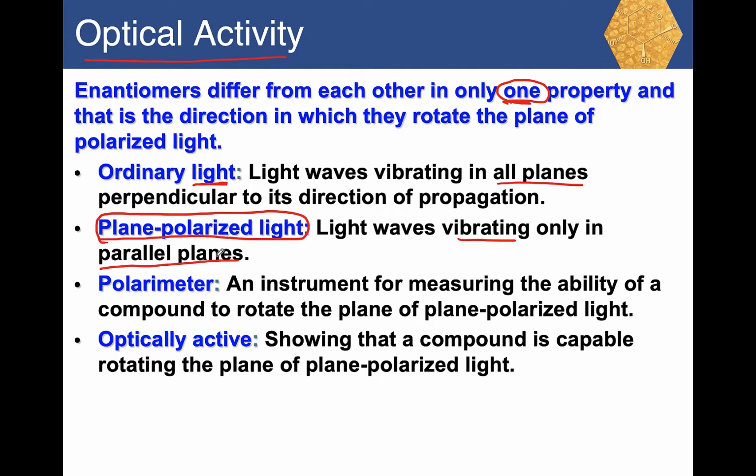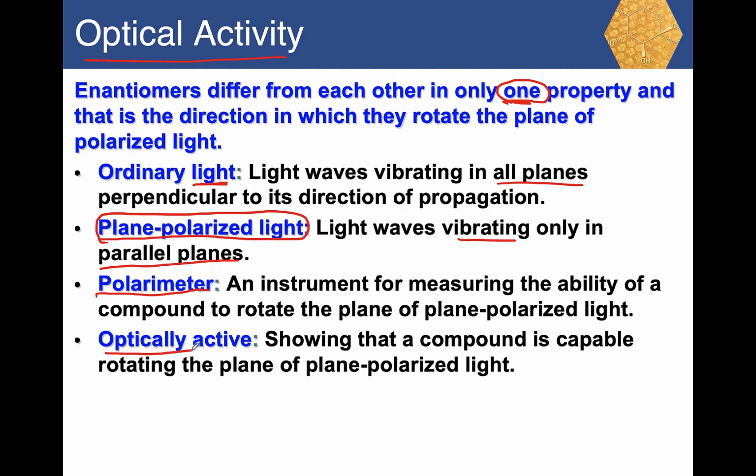One plane. So the difference is polarized light, all the other planes have been filtered out and it's projecting only in one plane. You may have seen polarized lenses on TV. What that does is filter all the light in different directions and you get polarized light coming through. A polarimeter is the instrument that's used to measure the degree of polarization of compounds.